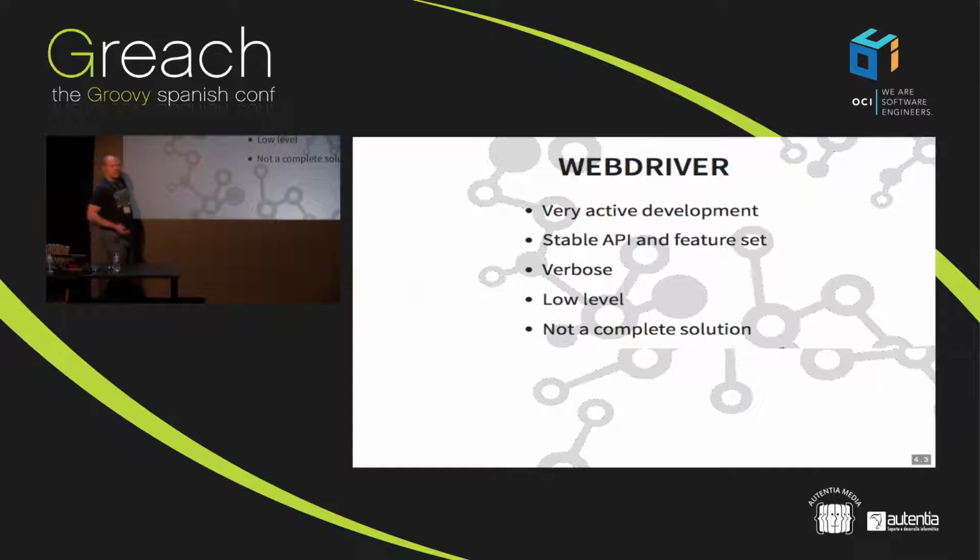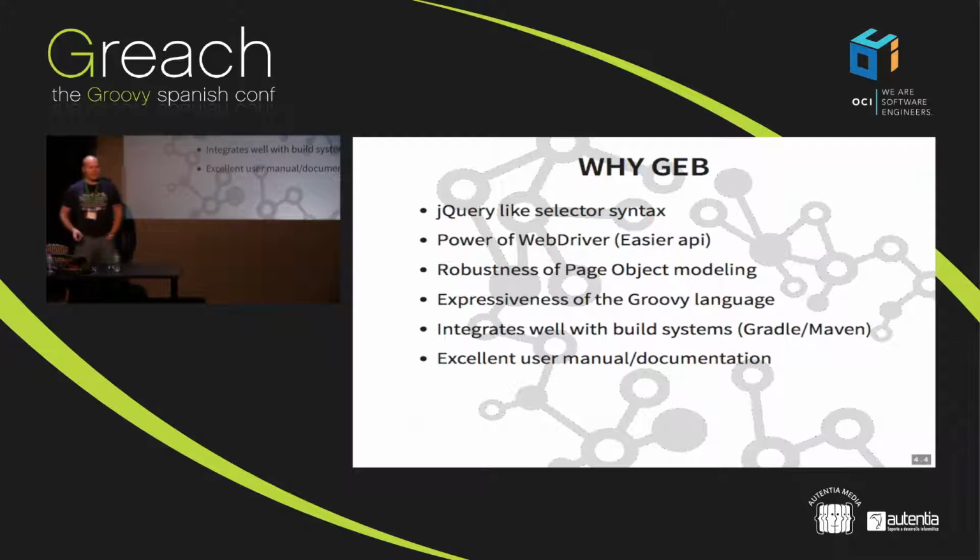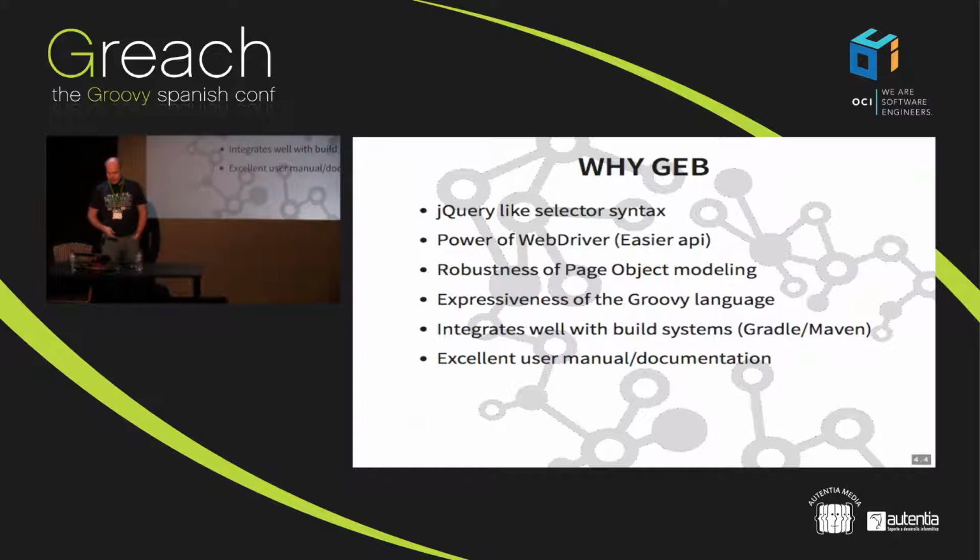So then you can ask yourself, why do we even want JEB? Since WebDriver is heavily under development, it's an active project, well, it's also quite verbose, and I consider it very low level, and I don't think it's a complete solution. What JEB gives us is this very easy syntax, jQuery-like selectors, gives us all the power of WebDriver. We can even interact with WebDriver if we want to. Gives us a robustness in how we model our application and our test.